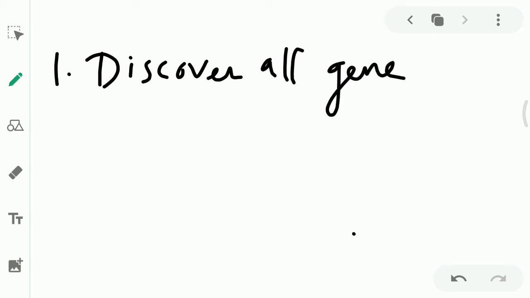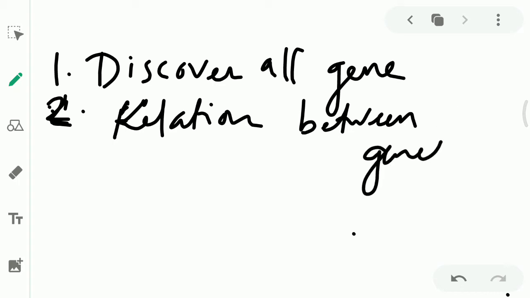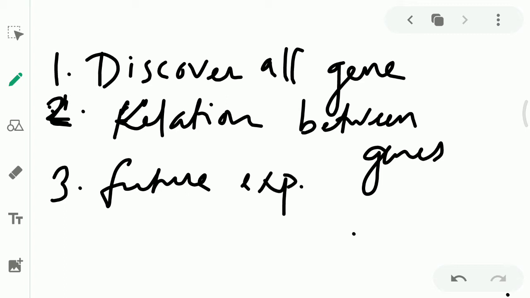organism. It helps us to know what the different genes present on the genome of an organism are. The second is, it helps us to find the relationship between genes. Some genes are related, some are working together. Relation between genes. It also helps us to find, suppose you know different genes are working together, you can go for some future studies. So it also helps us to go for future experiments.